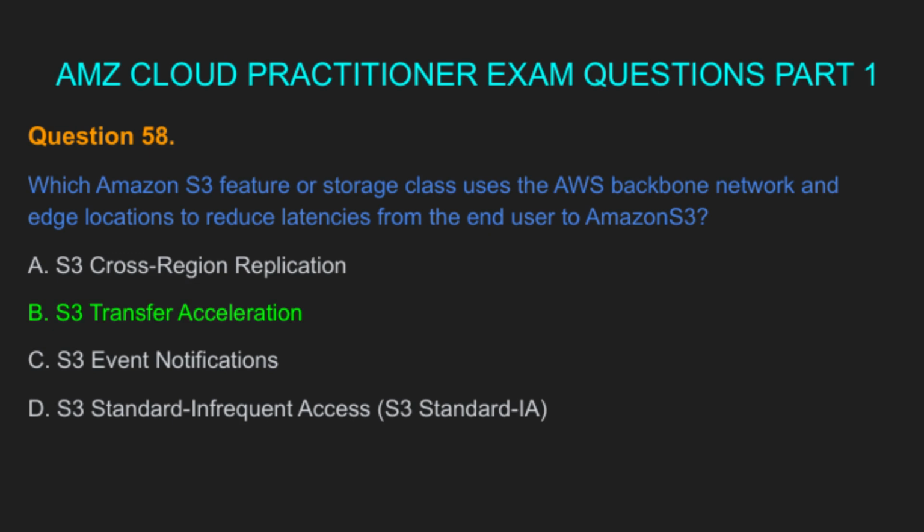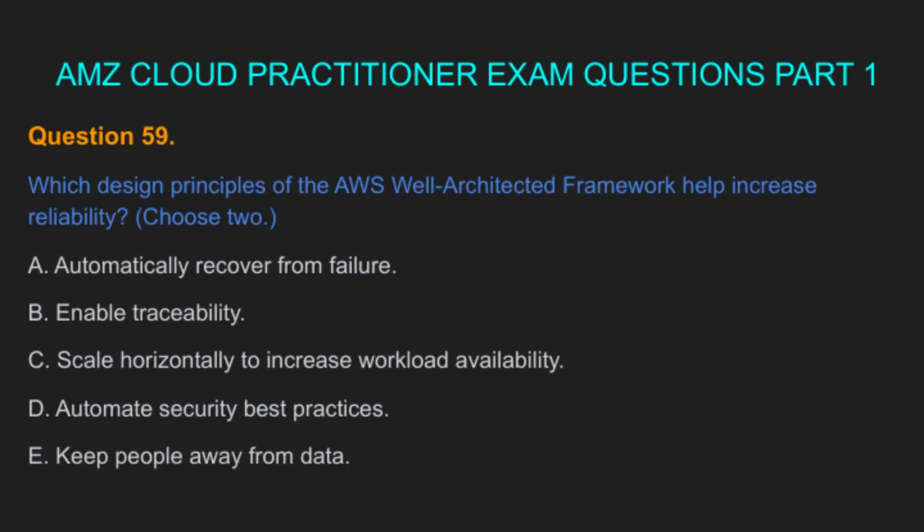Amazon S3 Transfer Acceleration uses the AWS Backbone Network, a globally distributed network of edge locations, to reduce the latency of uploading and downloading files to and from Amazon S3. It enables fast, easy, and secure transfers of files over long distances between your client and S3 bucket by using the AWS Global Network.